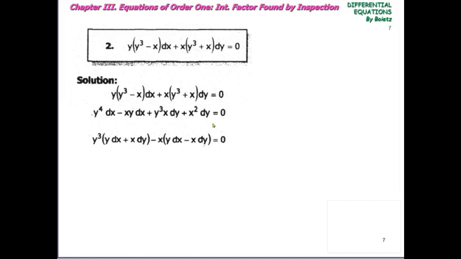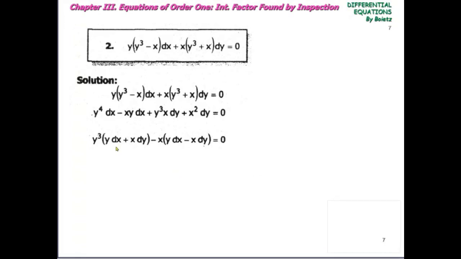So here, i-group lang natin yung magkakasama. Palagay ko ito, tsaka yun, nagkasama itong dalawa na to. Tapos ito, tsaka yun. So dito, pinactor dito sa dalawa na to, yung y cube. Ang natira dito, y dx. Tapos dito, x dy. Tapos dito naman, pinactor yung negative x. Kaya natira dito is positive y dx. Tapos ito naman, negative x dy. Ayan siya. Okay.